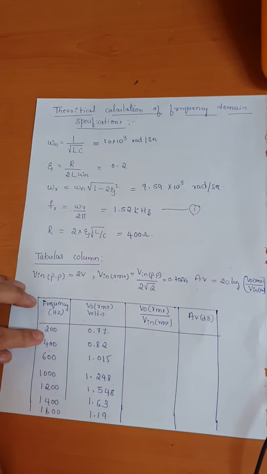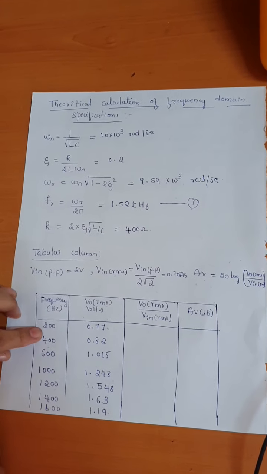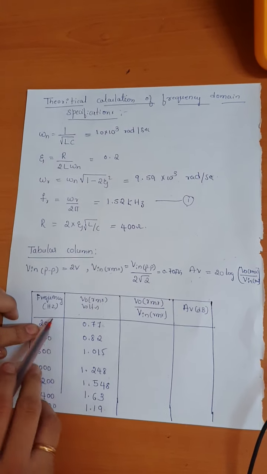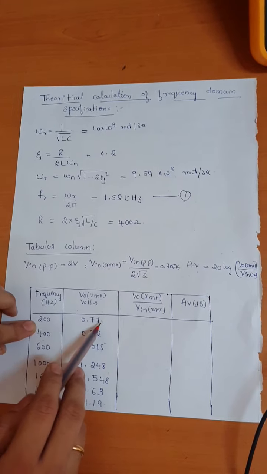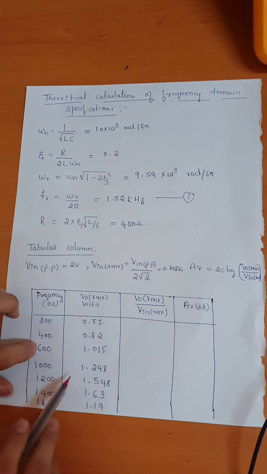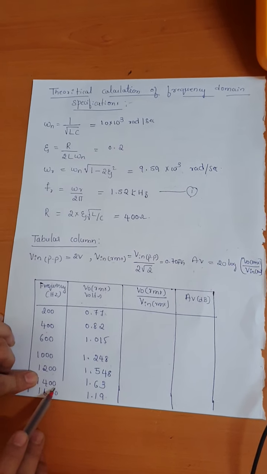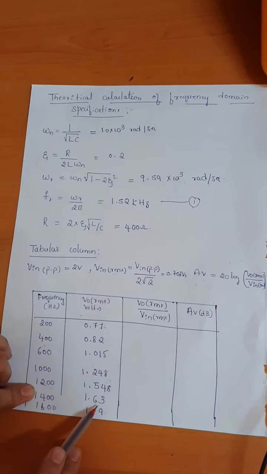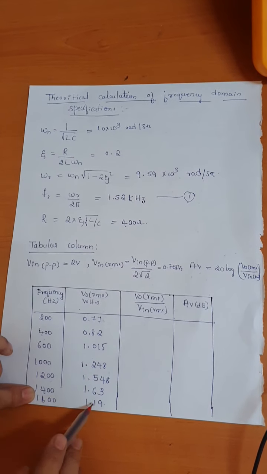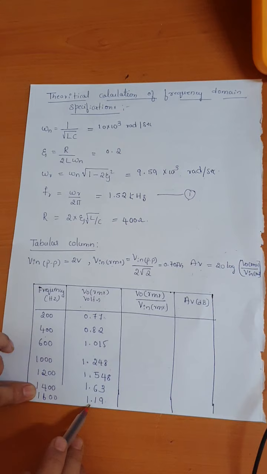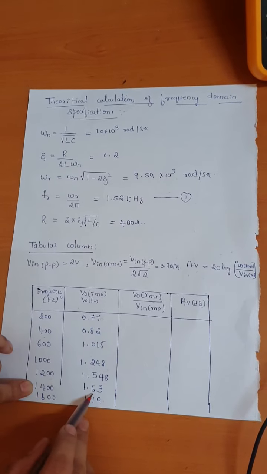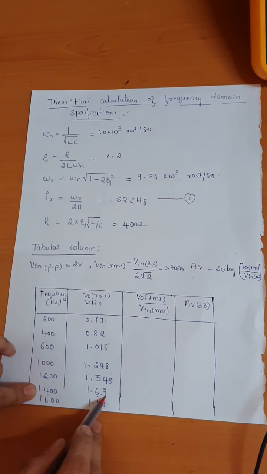After repeating the same procedure, here I have increased in steps of 200. Similarly, you can take the readings in steps of 100 also. For 200 I received the output voltage as 0.77, and it keeps on increasing. Observe that at 1.4 kilohertz, or 1400 hertz, we obtained the maximum voltage of 1.63 volts. Again at 1.6 kilohertz, or 1600 hertz, the voltage reduces to 1.19. So this indicates we are receiving a maximum voltage at a frequency of 1.4 kilohertz. Now these will be our practical values.